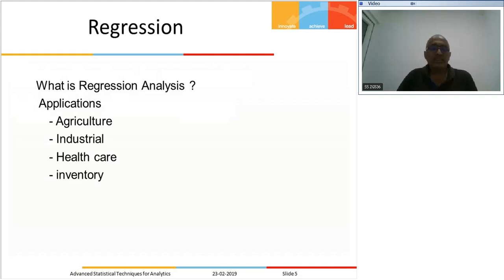So what is regression analysis? What does it talk about, and what are the applications related to it? Any guess, any idea? What is this regression analysis all about? What is the importance of this? Basically, what are we going to do in this regression analysis? Any clue?